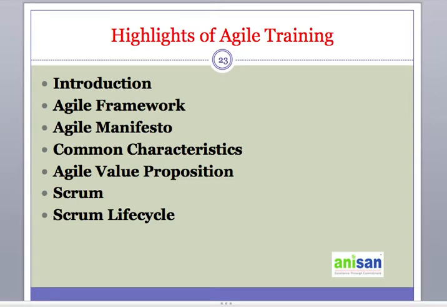In this session, we will learn the introduction of Agile methodologies, and we will talk about the Agile Framework, Agile Manifestos, and we will also focus on common characteristics of Agile that are applicable to all the methodologies, what the Agile value proposition is, and why it is so important and preferred in the industry. We will also talk about Scrum in detail. What is a Scrum and what is a Scrum life cycle? What are the key characteristics and key terminologies in Scrum? Okay, so this is all about Agile.